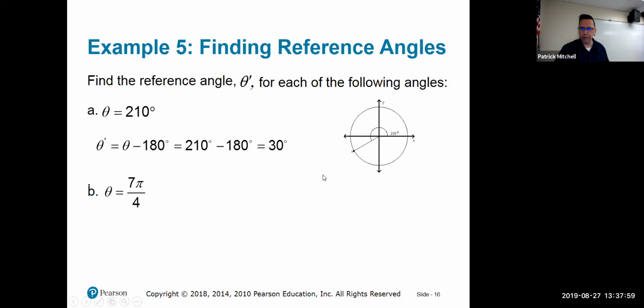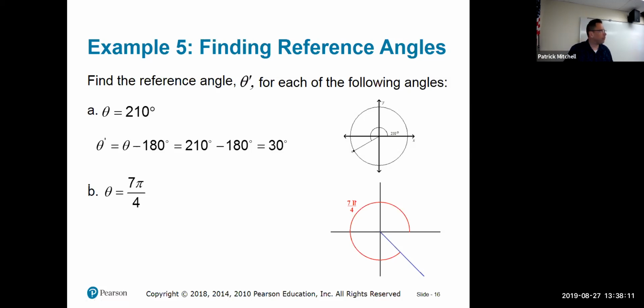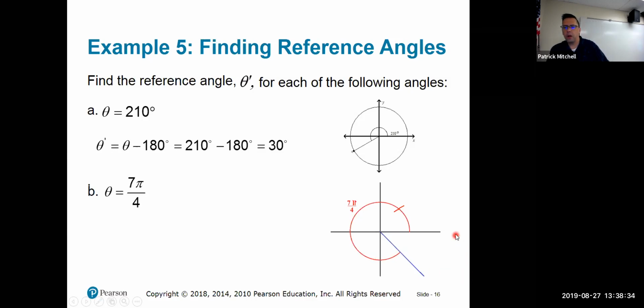Okay, 7 pi over 4 looks like that, right? So again, it's a little more difficult to learn how to sort of think in radians. But if you at least know that pi over 4 is right here, then you can count: 1 pi over 4, 2 pi over 4, 3 pi over 4, 4 pi over 4, 5 pi over 4, 6 pi over 4, and there's 7 pi over 4. All right, so the reference angle for that angle would be this angle right here.